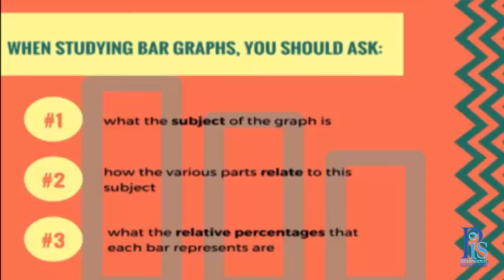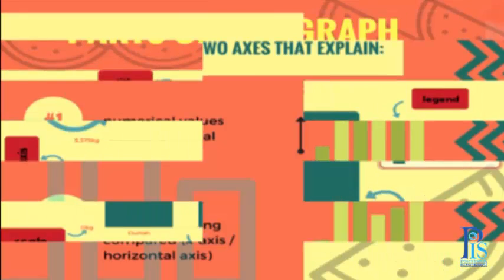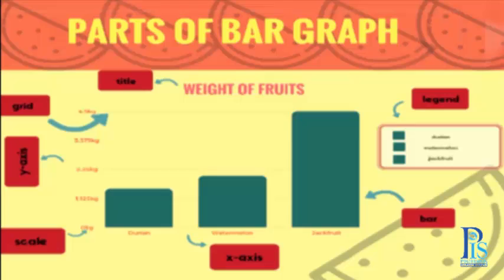Bar graphs display data in a way that is similar to line graphs. When studying bar graphs, you should ask first, what is the subject of the graph? Next, how are the various parts related to the subject? And what are the relative percentages that each bar represents? A bar graph will always have 2 axes, which explain, first, numerical values, and second, the types of categories being compared. When studying a bar graph, you should take note of these parts.